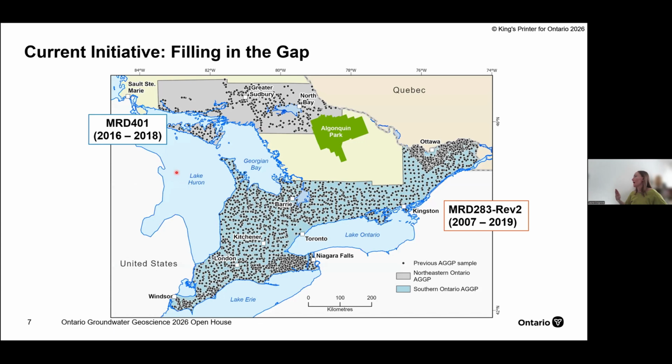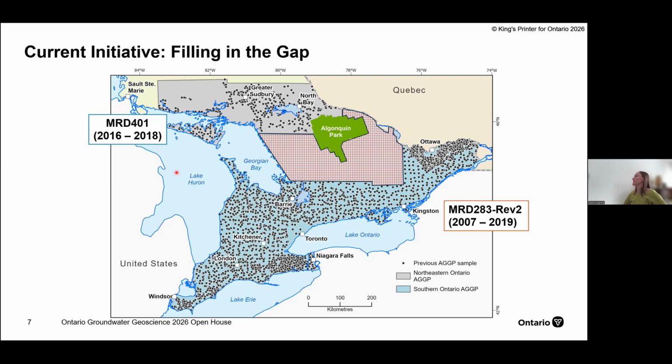So as mentioned, we've got the Northeastern Ontario program outlined in gray there, and we've got Southern Ontario in blue, but there's this gap in between them. And this is where there are two new initiatives. The next presentation by Laura Hanley will talk about one of them, but the one I'll talk about here is the North Central Project. So it's filling in this gap.